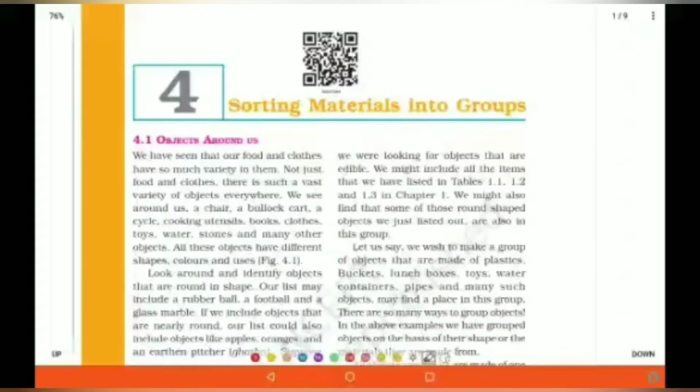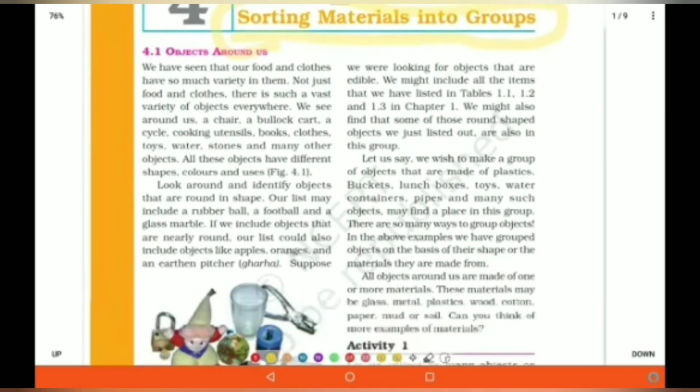Hey guys, welcome back. So today we are going to start off with NCERT Science 6th class 4th chapter, which is Sorting Materials into Groups. Okay, so let us start.